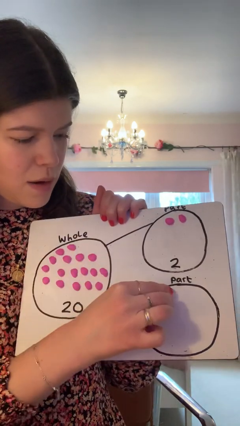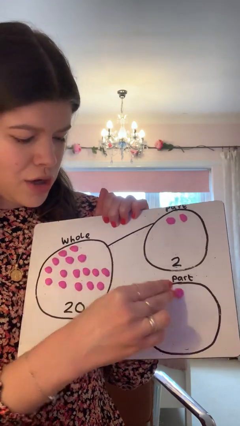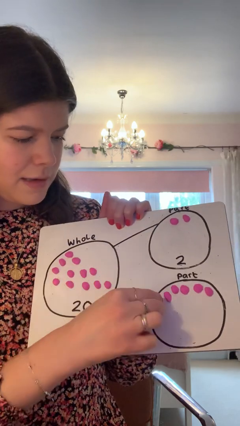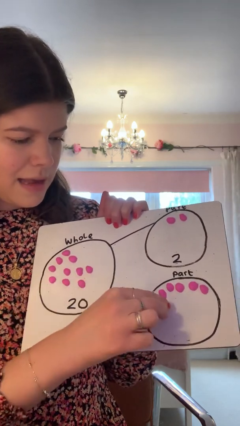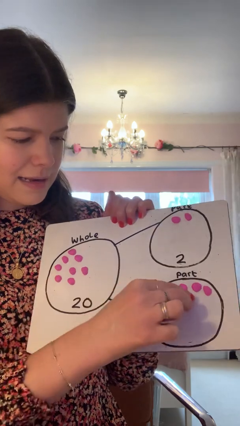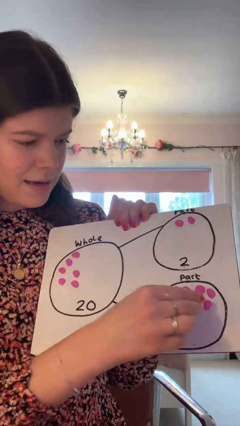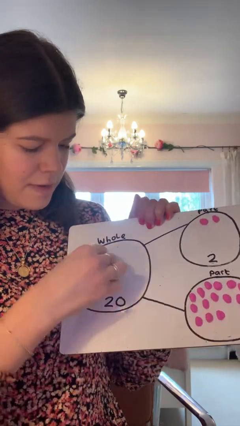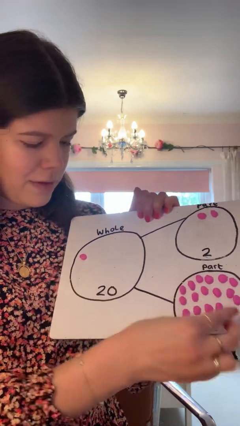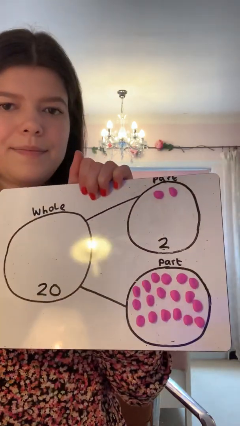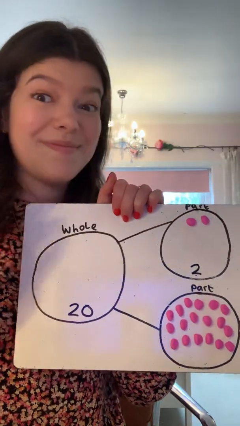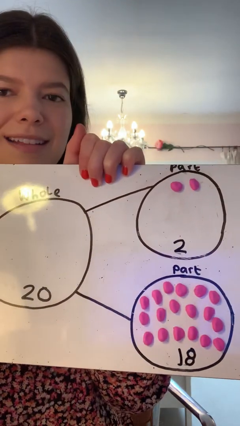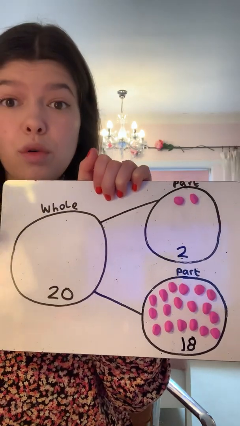That will tell me how many are left. So let's count. I start back with 1, 2, 3, 4, 5, 6, 7, 8, 9, 10, 11, 12, 13, 14, 15, 16, 17, 18. How many did I count? 18. So there are 18 left. So I write the number 18. Fantastic. Now I'm just going to talk through what I've done.